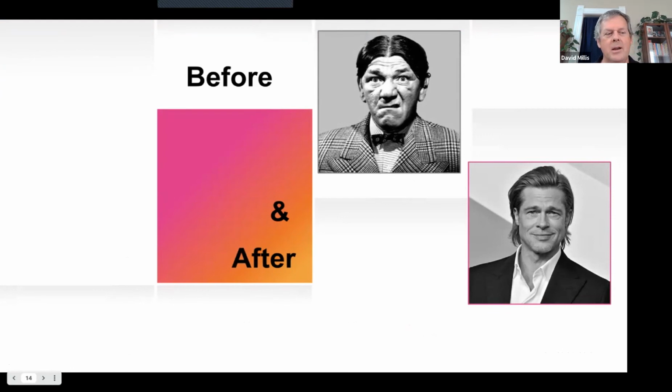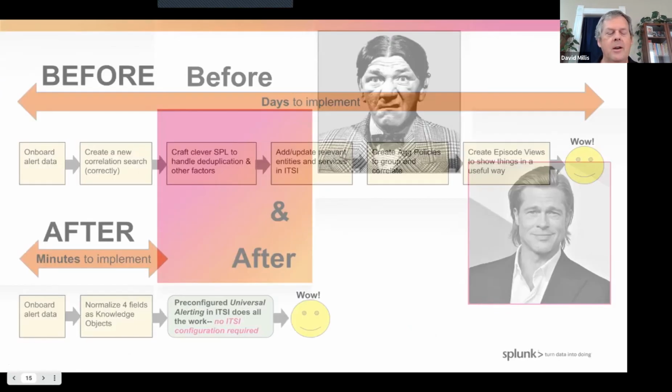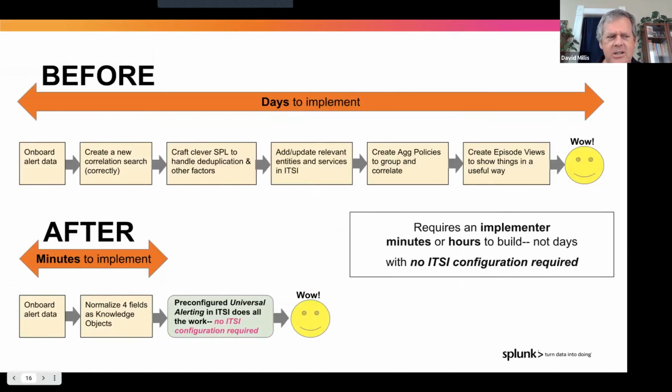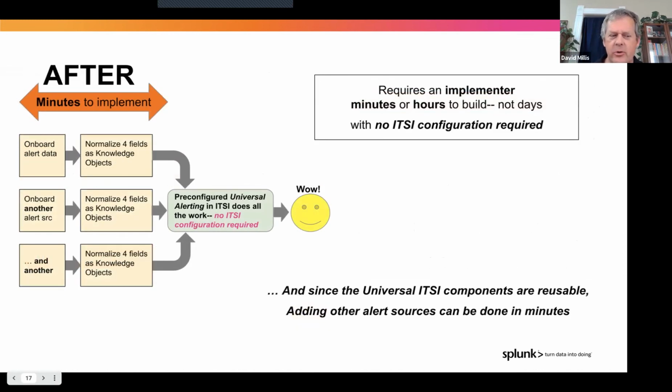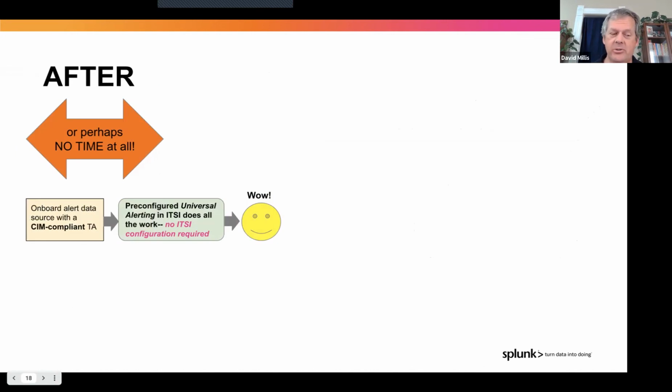Okay, let's review, shall we? Universal alerting allows us to go from days of implementation time to minutes, getting to that all-important wow moment. And since these universal ITSI components are reusable, adding other alert sources is shockingly quick, especially if you use a TA which already implements universal alerting.